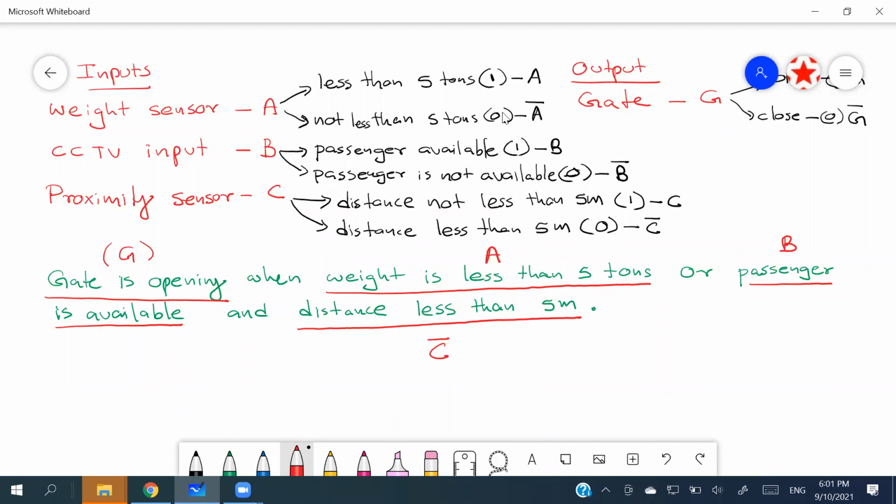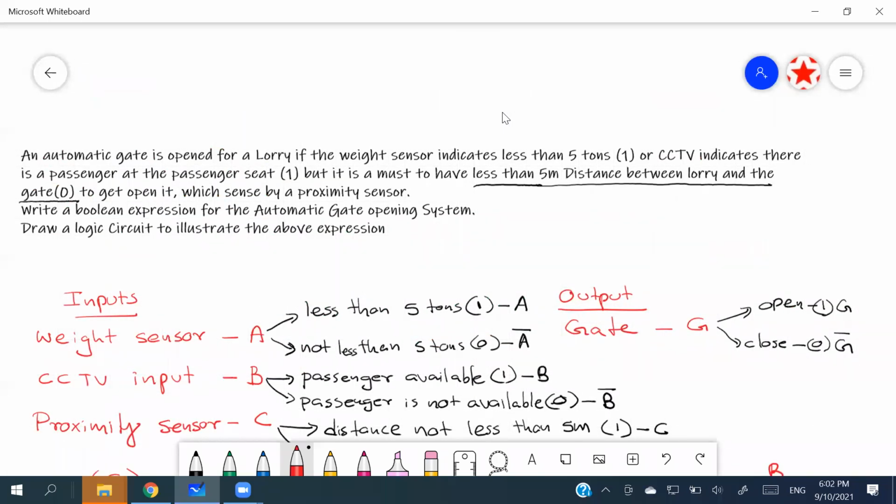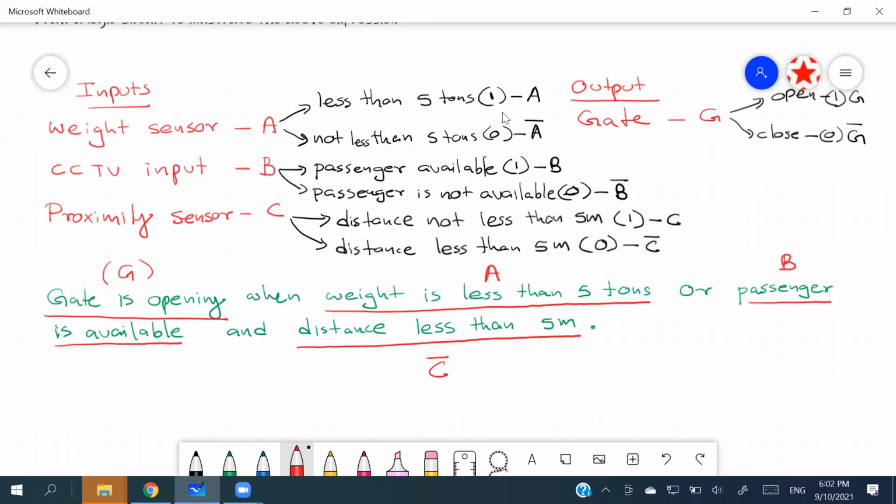That is where you have to be careful, right? Because the scenario explains it clearly. It says the weight sensor indicates less than 5 tons, CCTV indicates there is a passenger at the passenger seat, and less than 5 meter distance between lorry and the gate. So then only the gate is opened, right? So those are the points that we have derived from that explanation.